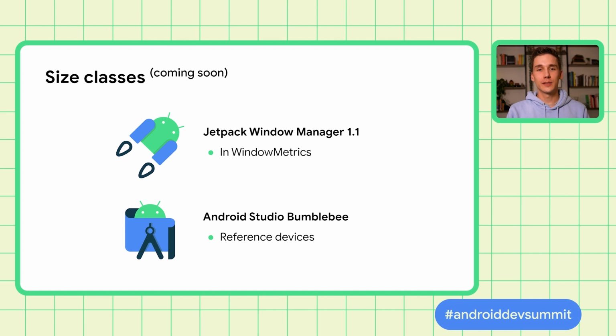We've also integrated them into our tooling in the form of reference devices starting in Android Studio Bumblebee, so implementing UIs based on them will be consistent and straightforward, and developers can move away from checking physical sizes or orientation or other signals that are prone to error.